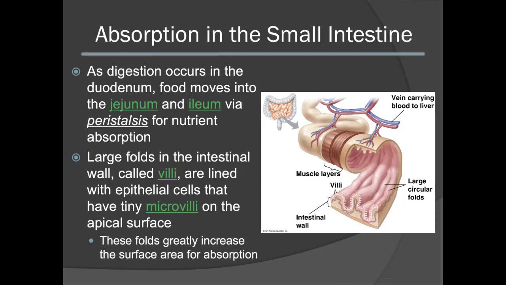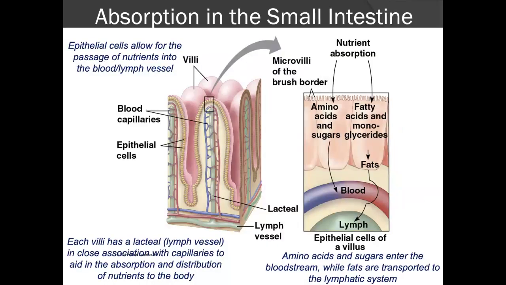Also note that there are many arteries as well as veins that are associated with the small intestine. This will help to ensure that these nutrients enter into the bloodstream to be distributed throughout the rest of the body. If we take a closer look at the lining of the small intestine, we will see that each villus has both a capillary network as well as a lacteal, or lymph vessel. This will help to aid in the absorption as well as the distribution of nutrients into the body. Amino acids and sugars will enter into the bloodstream, while fats are transported through the lymphatic system.